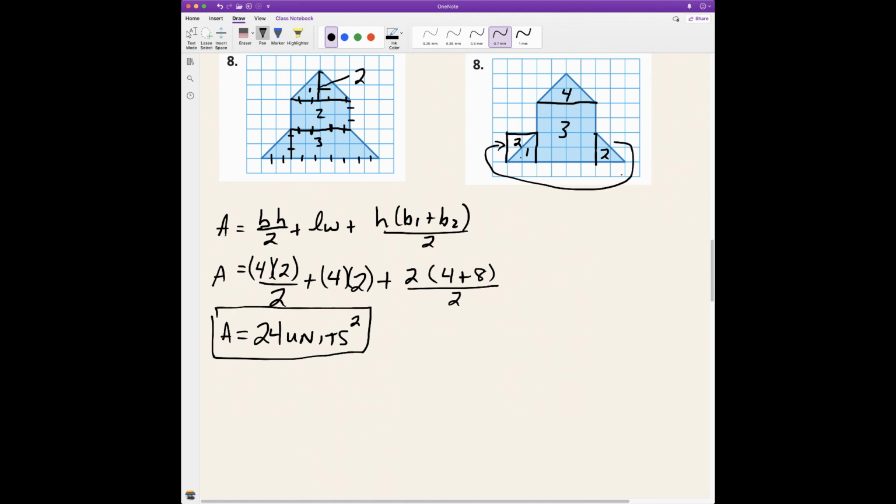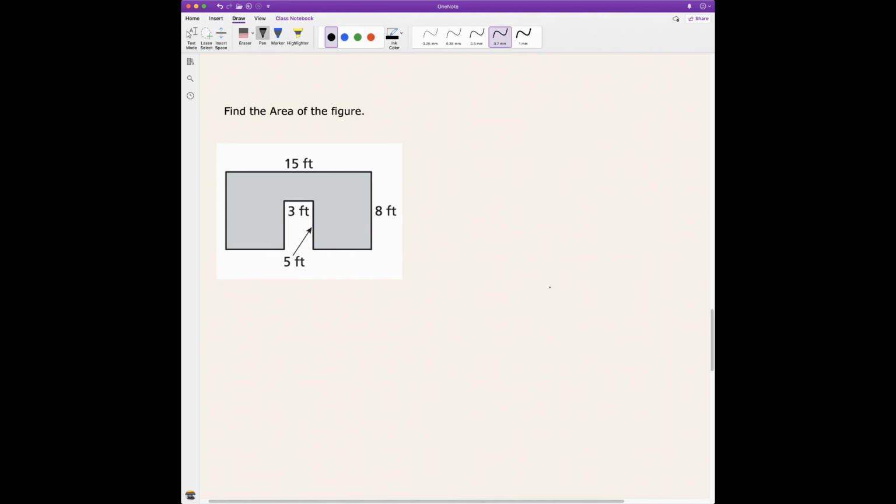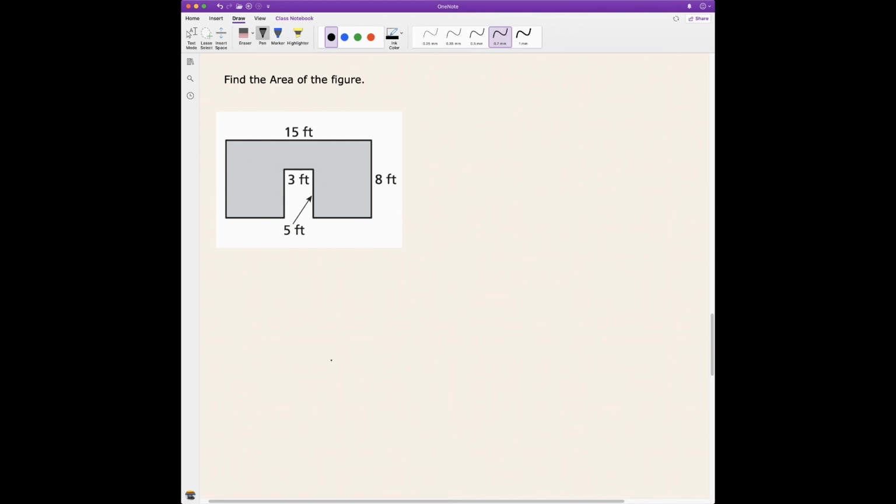Okay, so then we have that problem. Let me scroll down. I think I got some more down here. I do. It's hiding from us. There we go. So let's find the area of this figure. It's not in a grid, but we can break this figure up into other shapes. So what shape should we use? How about, let's do this.